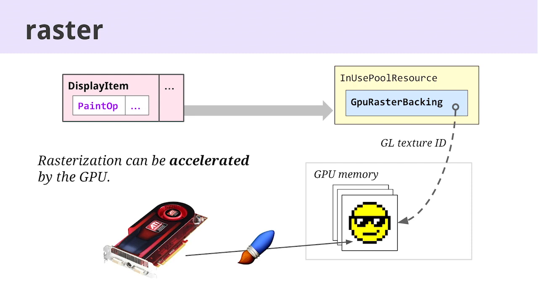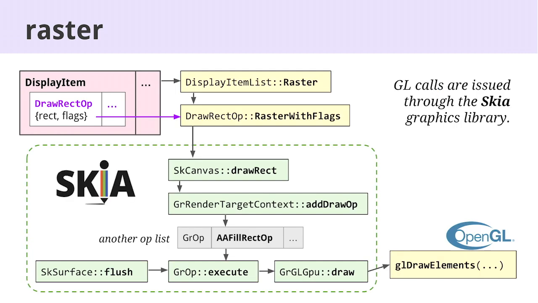To build the bitmap, rasterization issues OpenGL calls through a library called Skia. Skia provides a layer of abstraction around the hardware and understands more complex things like paths and Bezier curves. So when it's time to raster our display item, those paint ops make calls to this SkCanvas object inside Skia. And that goes through some more layers. In fact, Skia's GPU accelerated code path builds its own buffer of drawing operations, which is flushed at the end of the raster task. But during that flush, we get to the actual GL commands that build the texture.